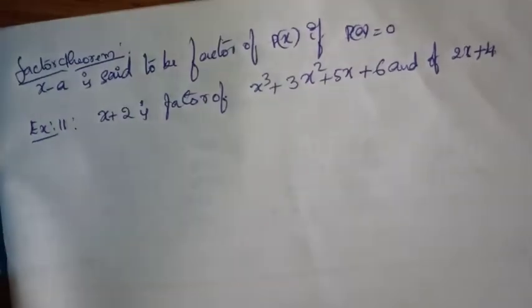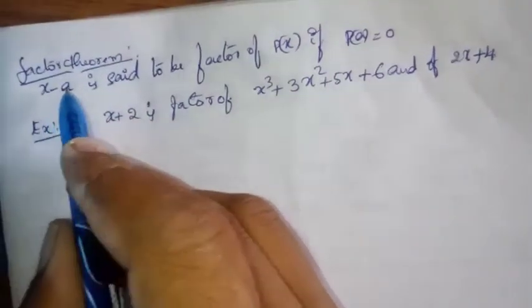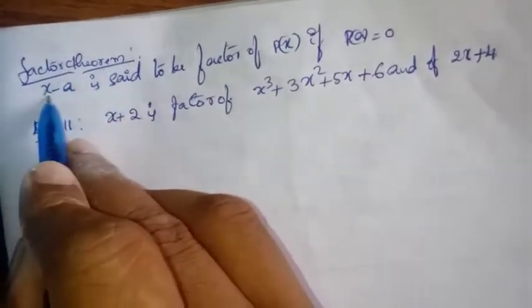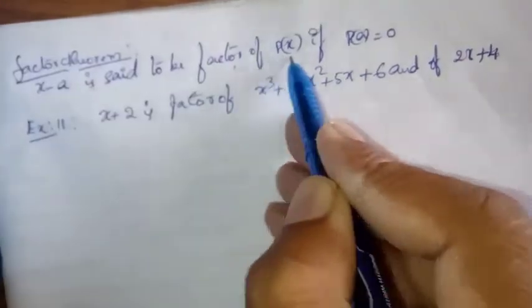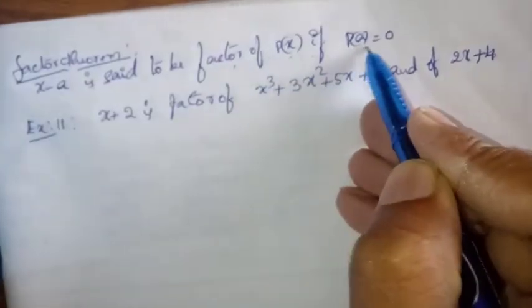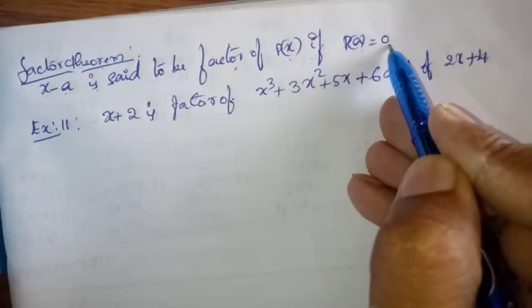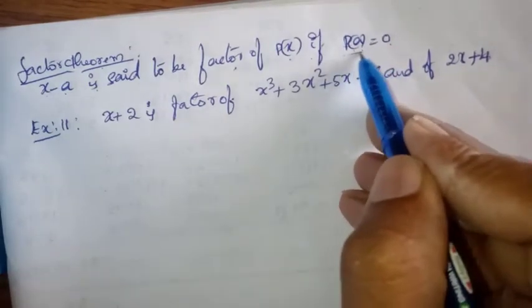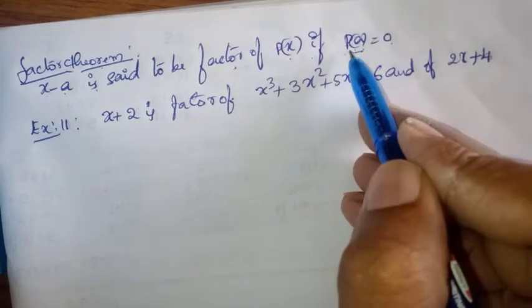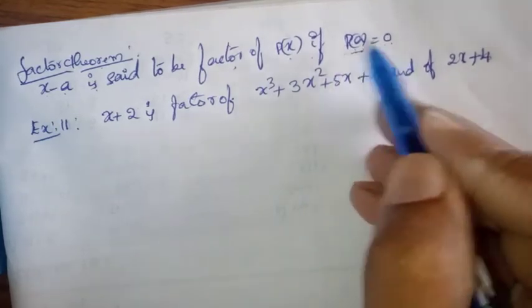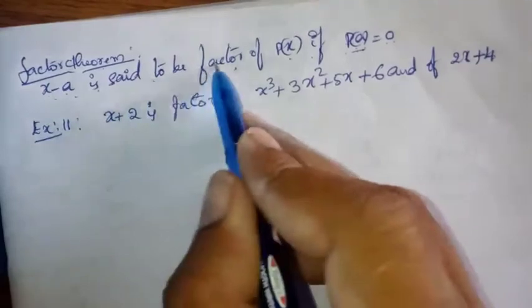Now we have to learn the factor theorem. Factor theorem: x minus a is said to be a factor of p of x if p of a is equal to 0. Okay? It's very simple. You know how to find the value of p of a. If p of a, the value of the polynomial, is equal to 0, then x minus a is called a factor.